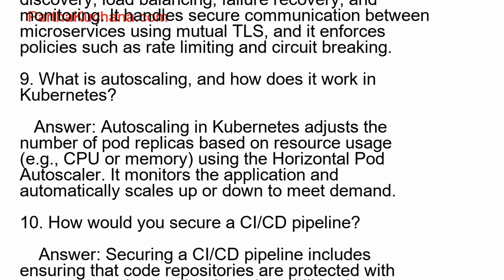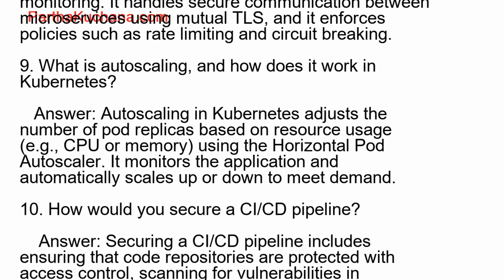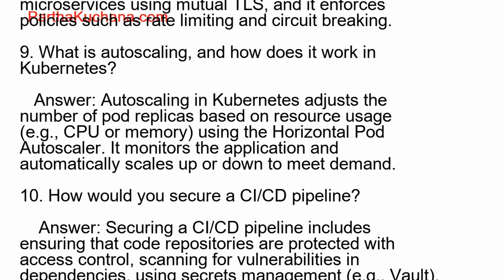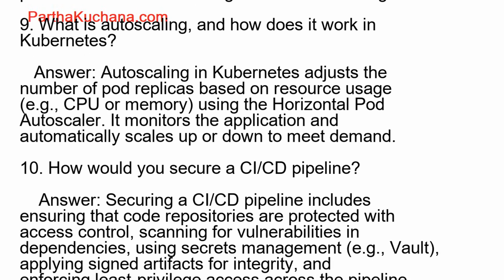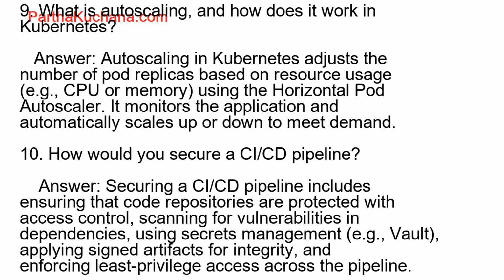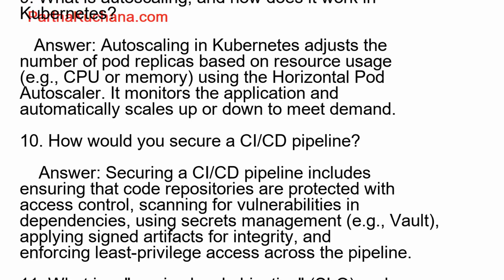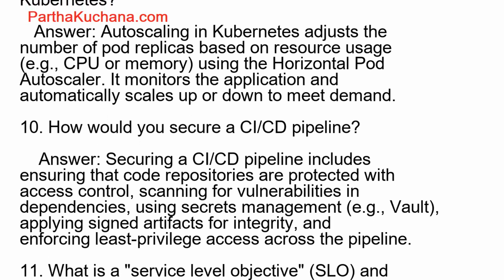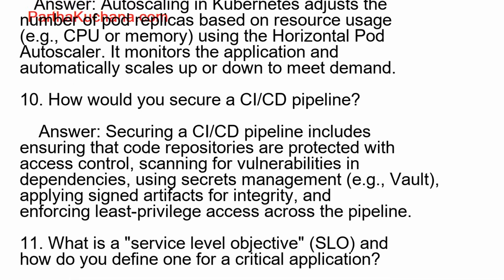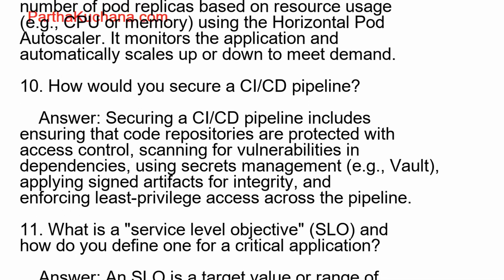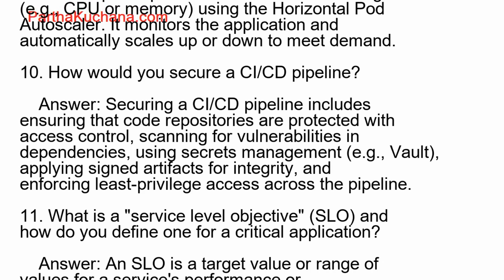11. What is a service level objective, SLO, and how do you define one for a critical application? Answer. An SLO is a target value or range of values for a service's performance or availability, such as 99.9% uptime. It is defined by analyzing user requirements, business goals, and the cost of downtime, often tied to SLAs.